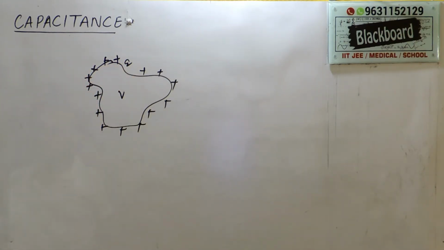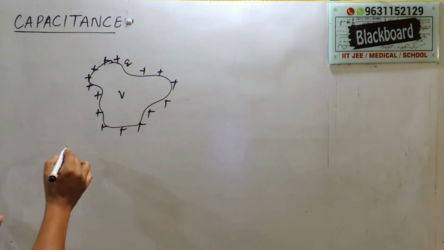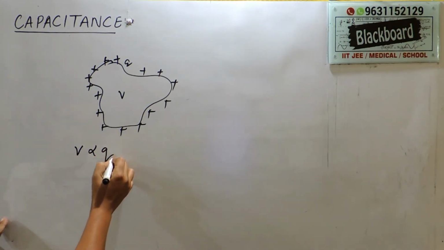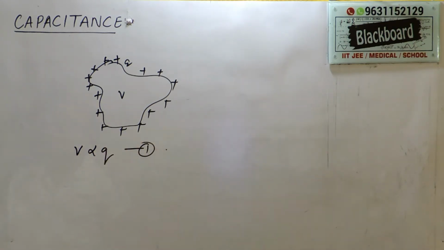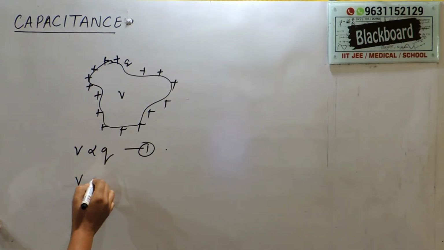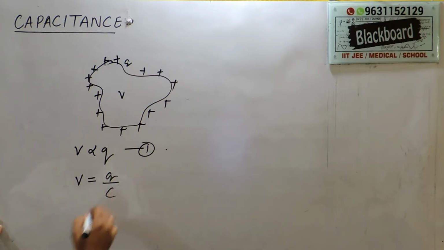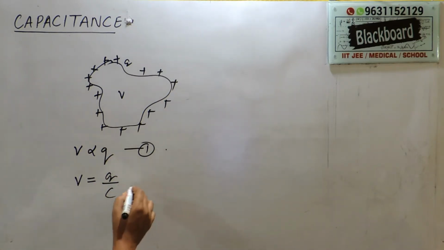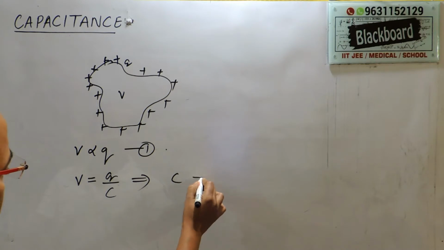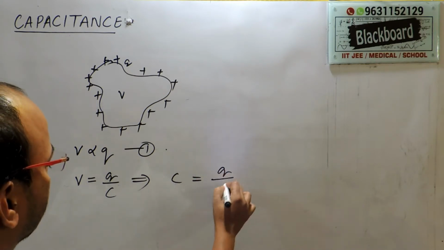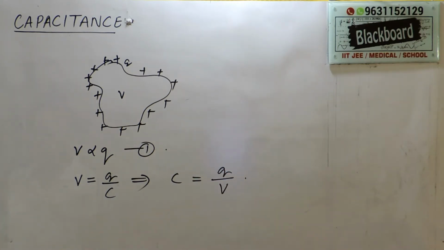This potential V is directly proportional to the charge Q. When the proportionality sign is removed and a constant of proportionality 1 by C comes into the picture, this becomes V is equal to Q by C. Now you can write C is equal to Q by V.